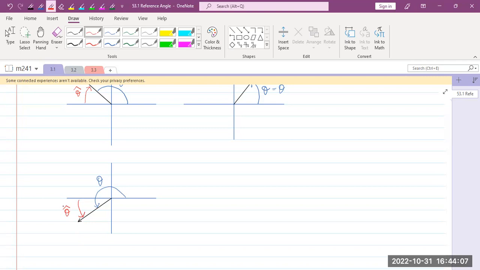Okay. What happens if the angle is in quadrant 4? Let's say we have this angle here. Then theta will be this. Let's say this is the angle theta, right? Then the reference angle will be this one here. This is the theta hat.